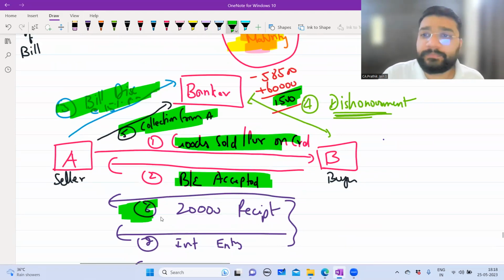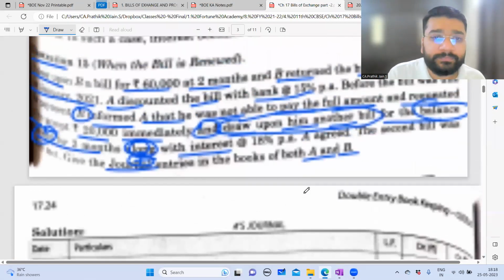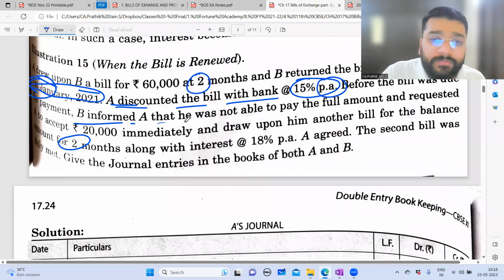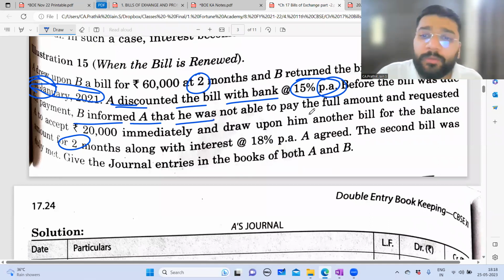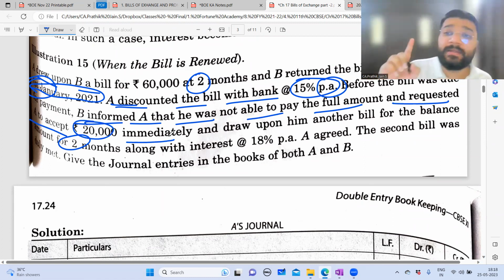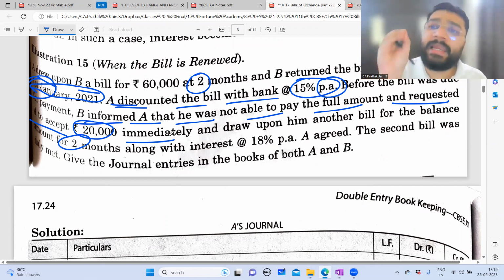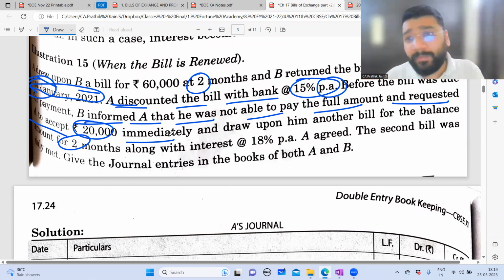On the due date. What is the person saying? Look at the language of the question. B informed A that he is not able to pay the full amount and requested to accept 20,000 immediately. He's telling that, see, on the due date, I promised you to pay something. Out of respect for you, I don't want to send you empty handed. Please collect this 20,000. See, banker will take 60,000 from A and go off.